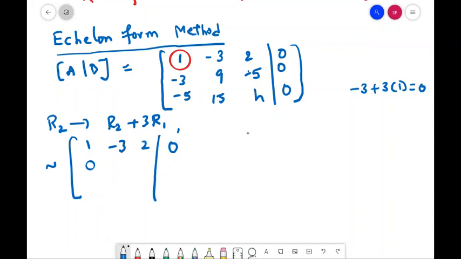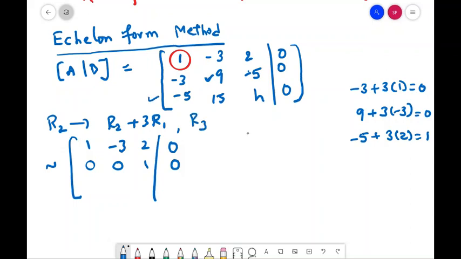And then next 9. So this is 9 plus 3 into minus 3. That is also 0 here. And the next one, minus 5 plus 3 into 2 is 1. So this is 1. And now for row 3.